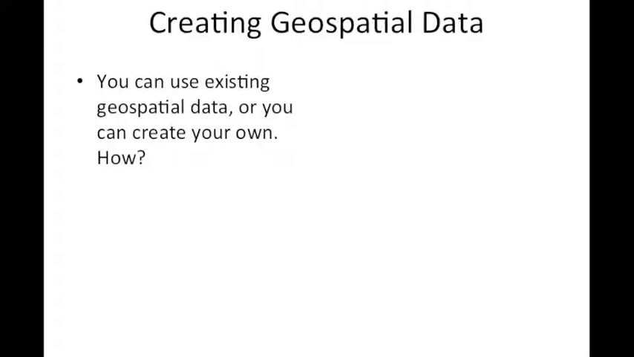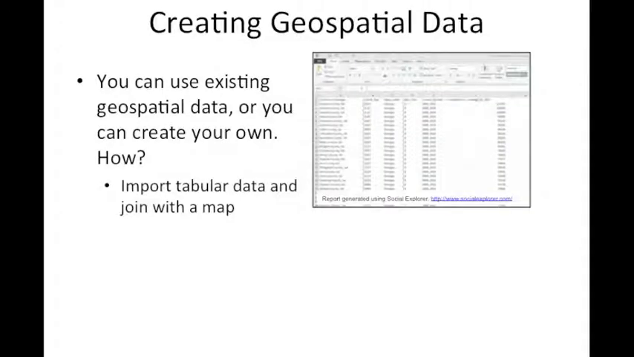Okay. So we talked about using geospatial data. You can use data that already exists, but there are also several ways to create your own data. First, you can import tabular data and join it with a map. The main thing to remember is that the data has to have some sort of location as an attribute.